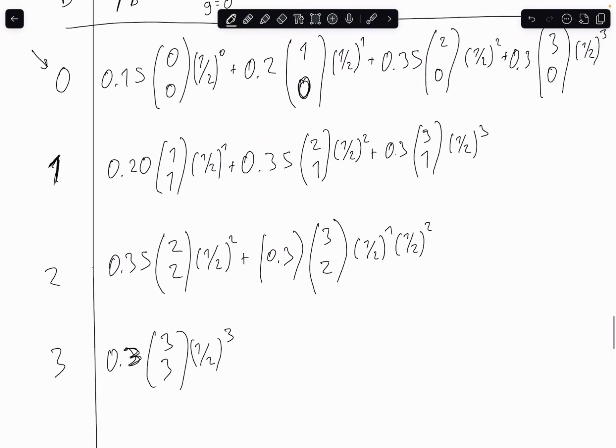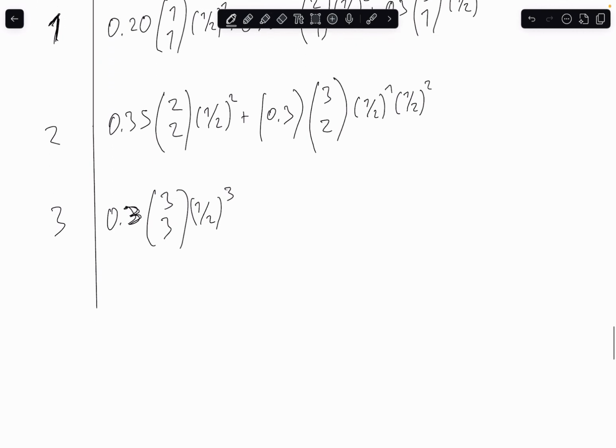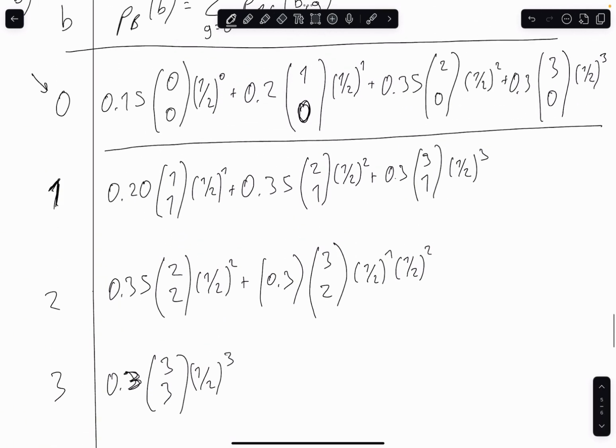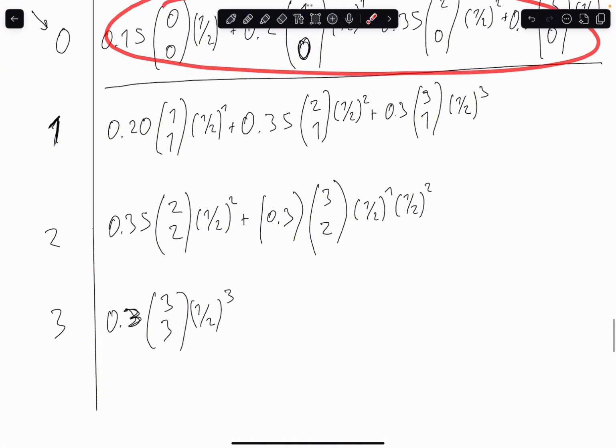So we just need to sum this part and write it like this: PB 0 is equal to the summation of here, and do it for all of these: PB0, PB1, PB2, PB3.